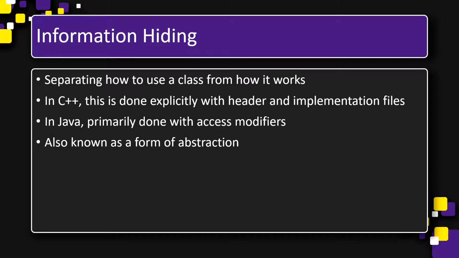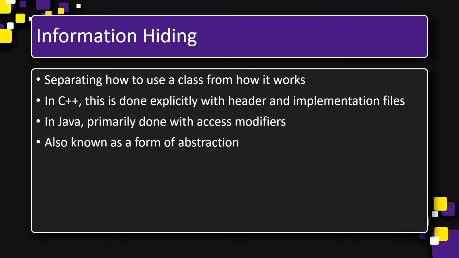So information hiding is separating how to use a class from how it works. In C++, this is done explicitly with header and implementation files being separate files. We have a .h file, and then the implementation file would be the .cpp file. In Java, this is primarily done with access modifiers.